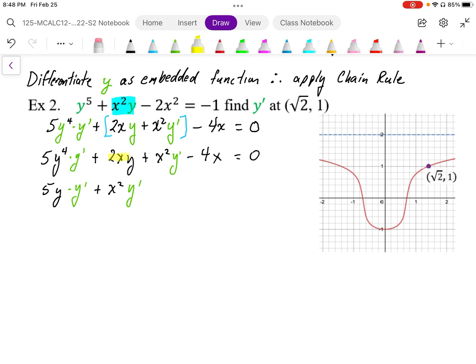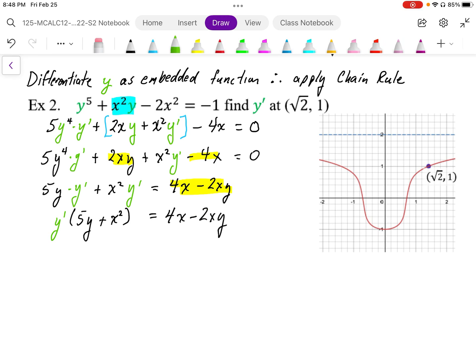So this does not have a y prime term. This doesn't have a y prime term. So those are going to all end up on the other side. 4x minus 2xy. Okay, so that represents those terms. I'm going to factor the y prime out because I want to solve for y prime. So I get y prime times 5y plus x squared, and that's going to be equal to the 4x minus 2xy.